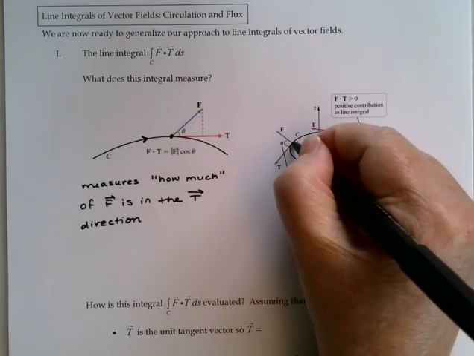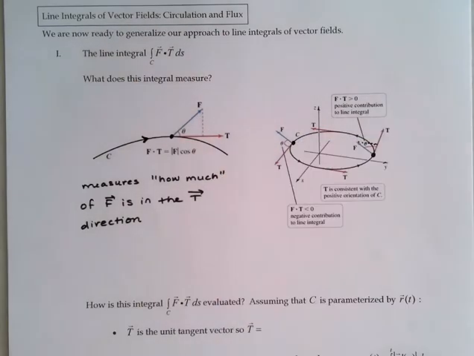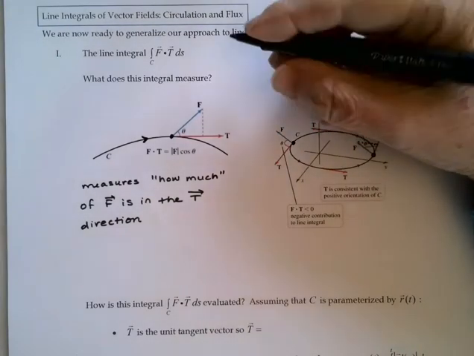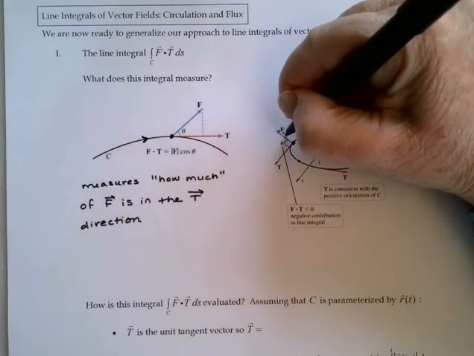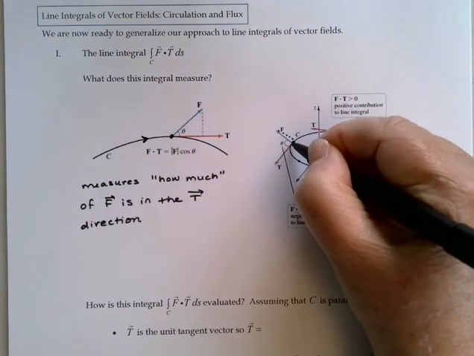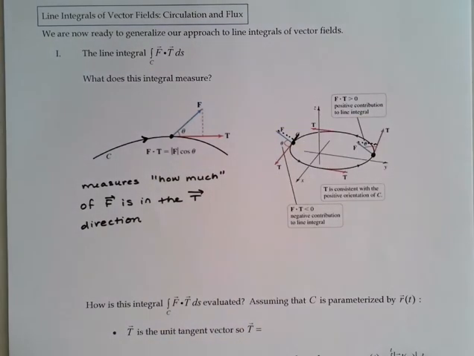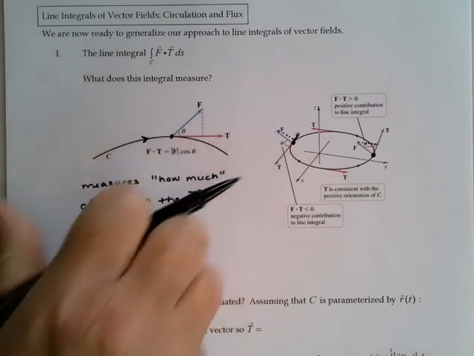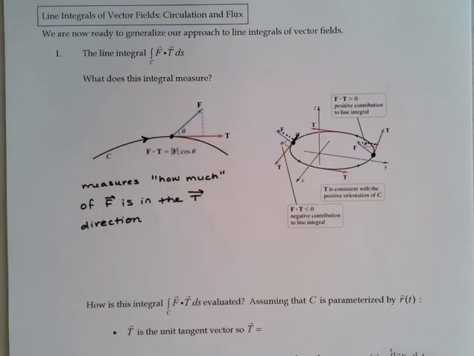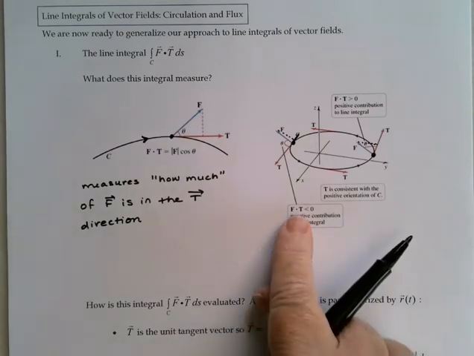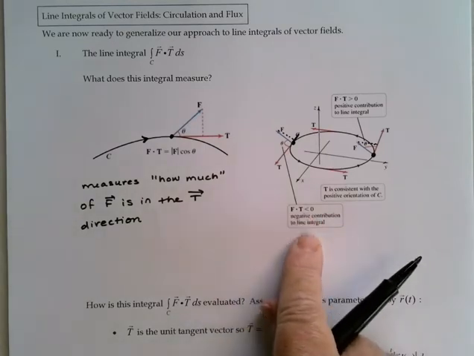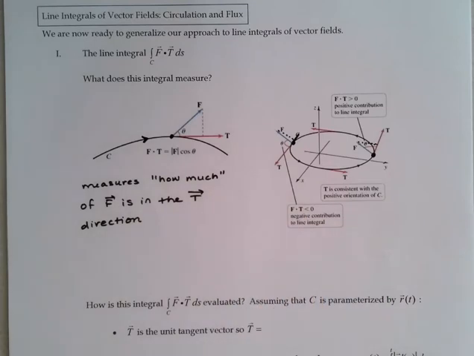Compare that to this point over here. Here, if I were to drop the perpendicular from f, it would actually point in the opposite of t direction, just slightly. It's not helping, it's not pushing us in the t direction at all. It's actually slightly pushing us in the opposite or wrong direction. F dot t here is going to have a negative contribution to the line integral.